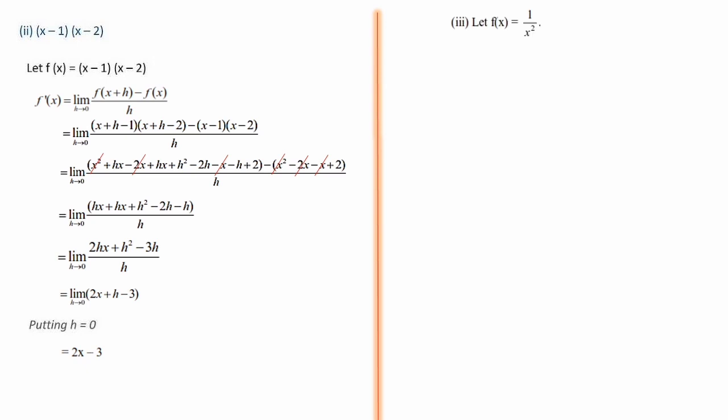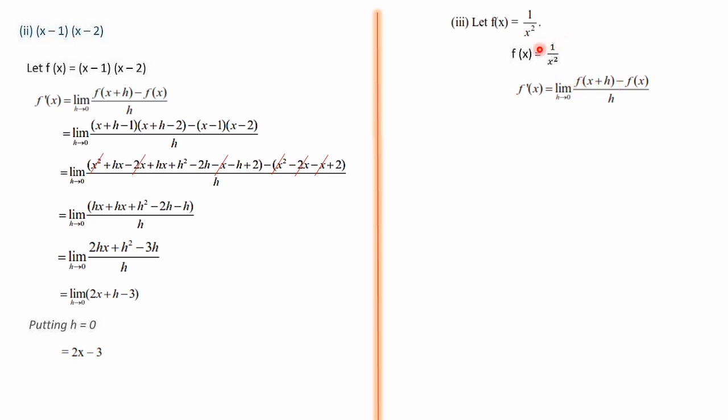Then next one, question number 3, f of x is equal to 1 by x square. So we have considered the function as f of x. Then by using the first principle, f dash x is equal to limit h tends to 0, f of x plus h minus f of x by h, we have written, the first principle. Then as before, we will go with the f of x plus h.